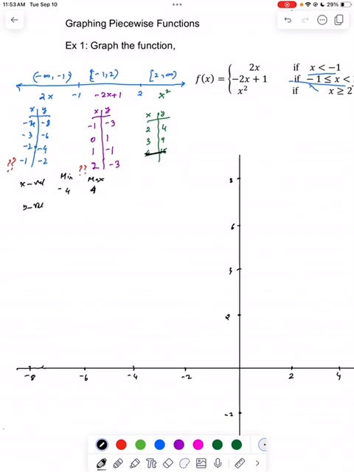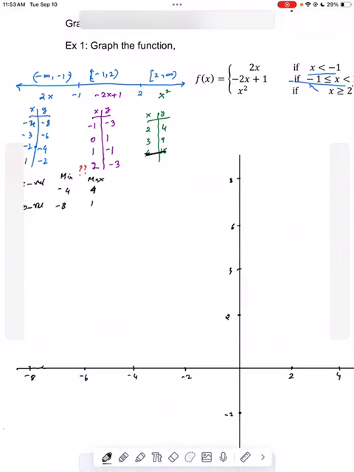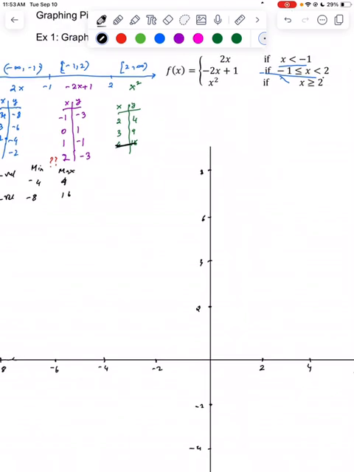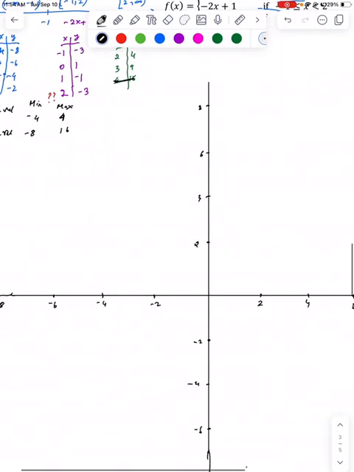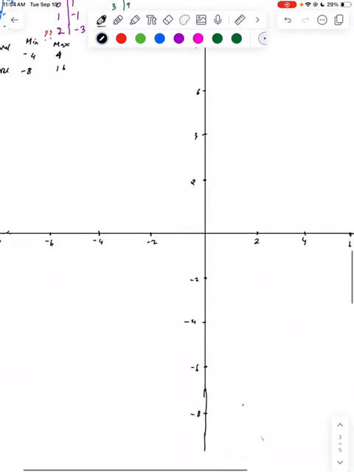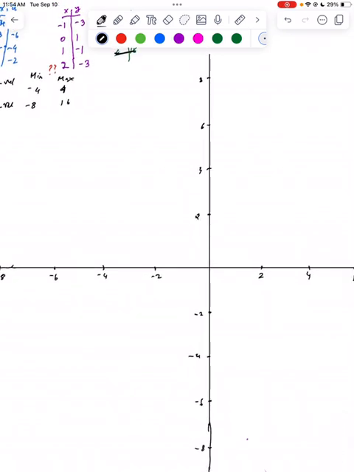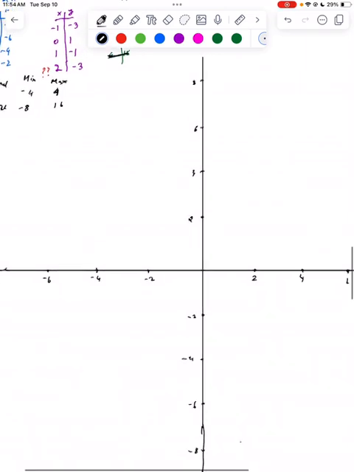Minimum value is negative 8 and maximum is 16. 16 is too far away, so I probably won't be graphing that one anyhow. So we come here, because I want to go from negative 8 up to at least 8 or 9, so I have taken the scale like that, and on the x-axis I'm going at least from negative 4 to 4. I have more values here, which is okay.